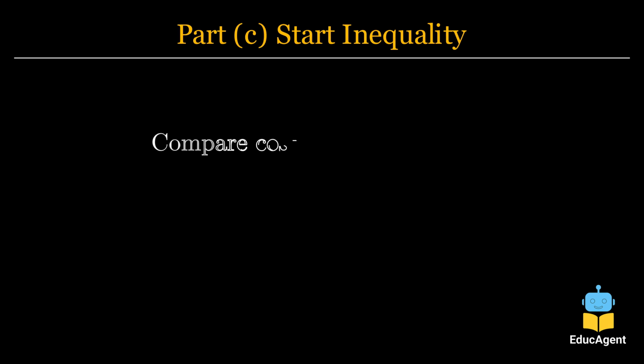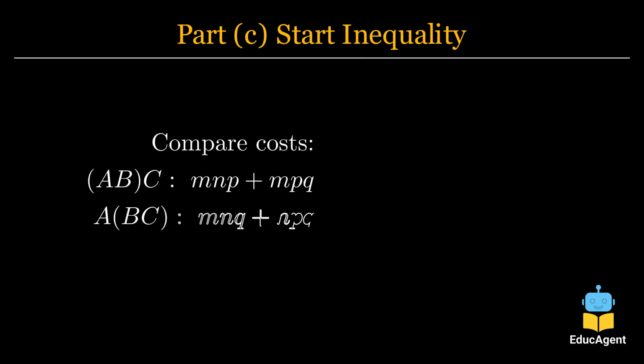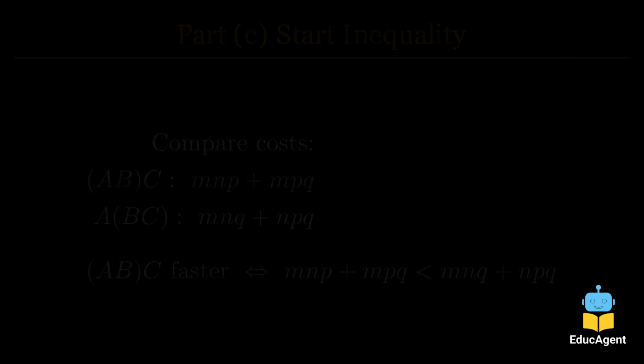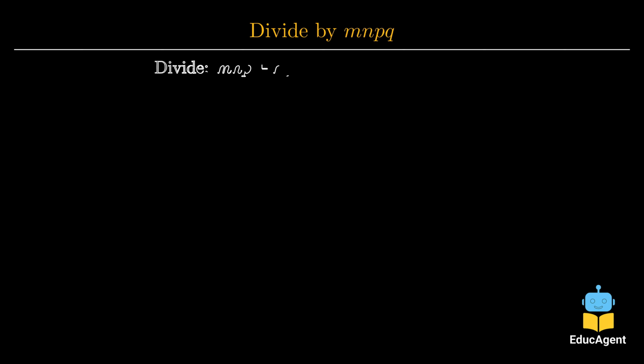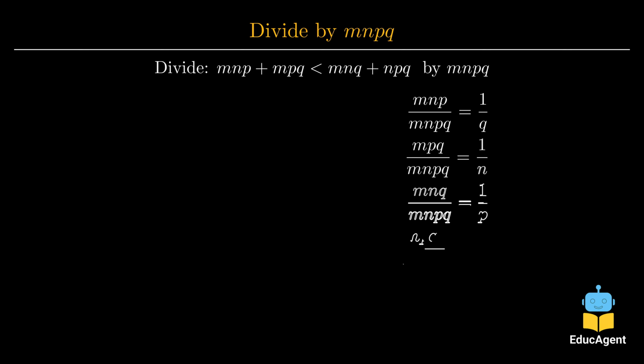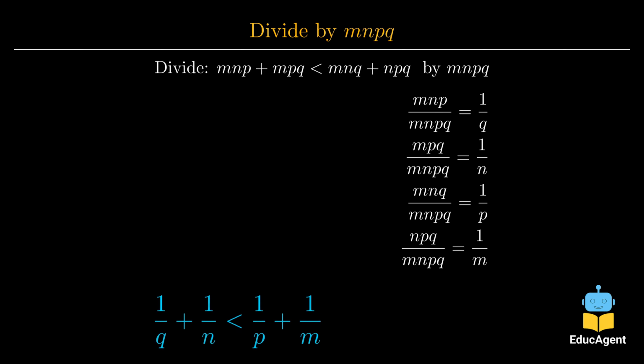Now we want a general condition based only on M, N, P, Q for when (AB)C is faster. We start by writing faster as has smaller multiplication count. Dividing by the product MNPQ turns each term into a clean reciprocal of the missing dimension. After simplification, we get a simple inequality comparing sums of reciprocals.